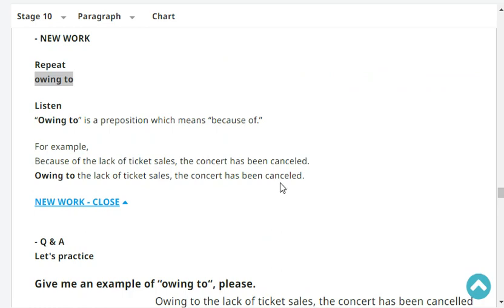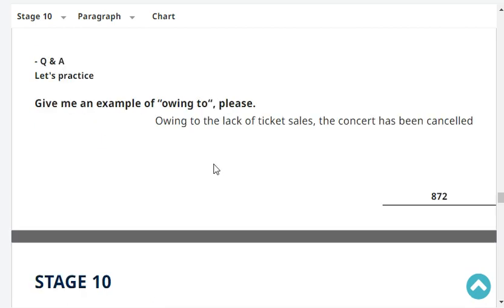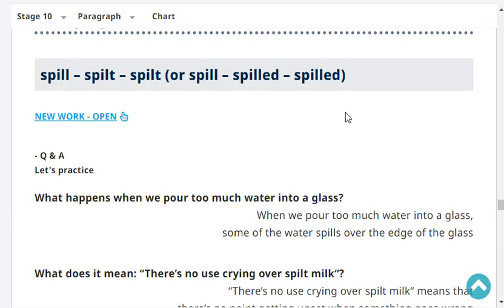Okay, let's practice. Give me an example of the expression owing to, please. Owing to the lack of ticket sales, the concert has been cancelled. Very good.